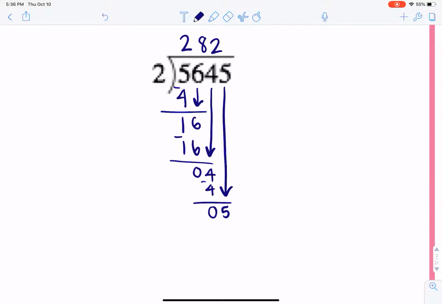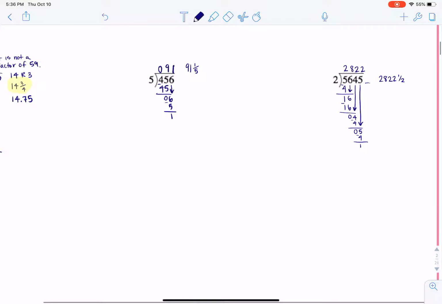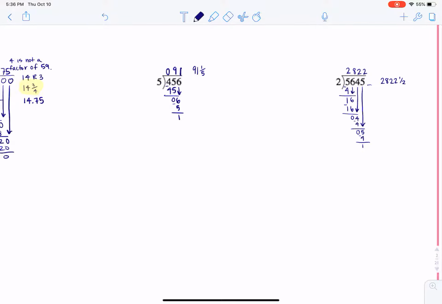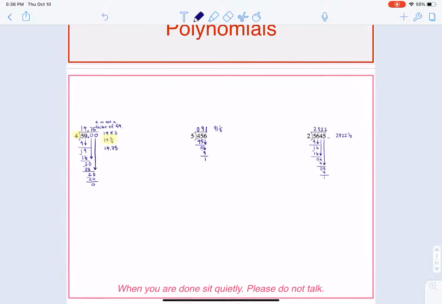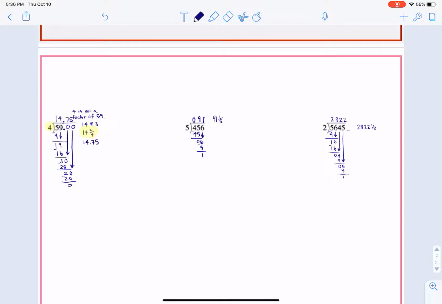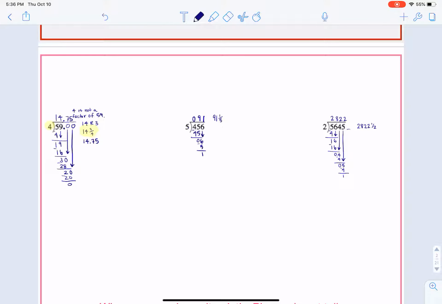Bring down my 5. How many 2s are in 5? There are 2. 2 times 2 is 4. Subtract, I'm left with 1. And I no longer have any numbers to bring down. So again, I know that 2 is not a factor of 5,645. And my answer is 2,822, remainder 1, or 1/2. I also know here that 5 is not a divisor and is not a factor of 456. So that's us kicking it old school and going over some long division problems.